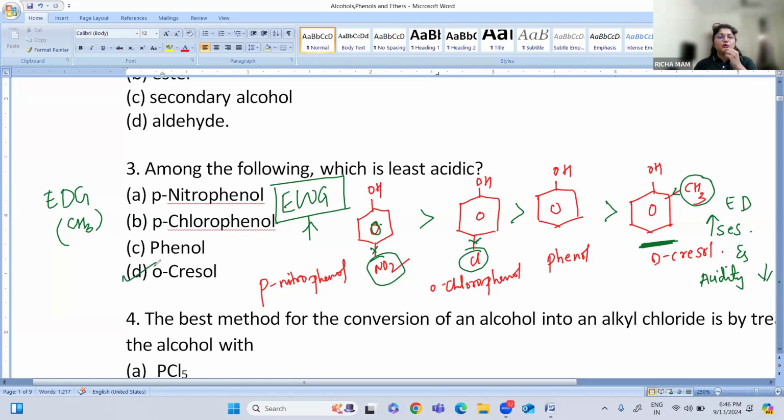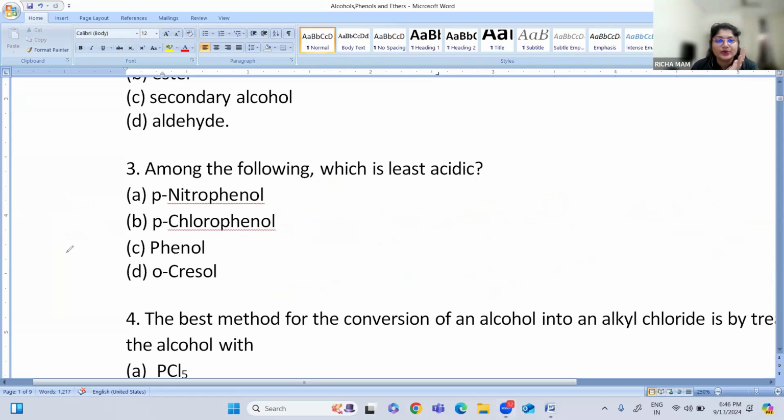So D. Whoever has answered D, the answer is correct. Yes, very good. D is the correct answer. So remember the acidity concept with respect to your alcohols and phenols. Please study the effect of electron withdrawing groups and the effect of electron releasing groups. It is a very important concept with respect to theory also.